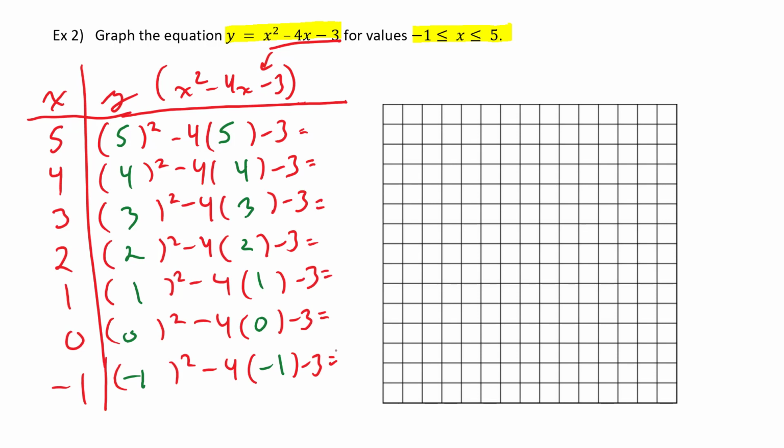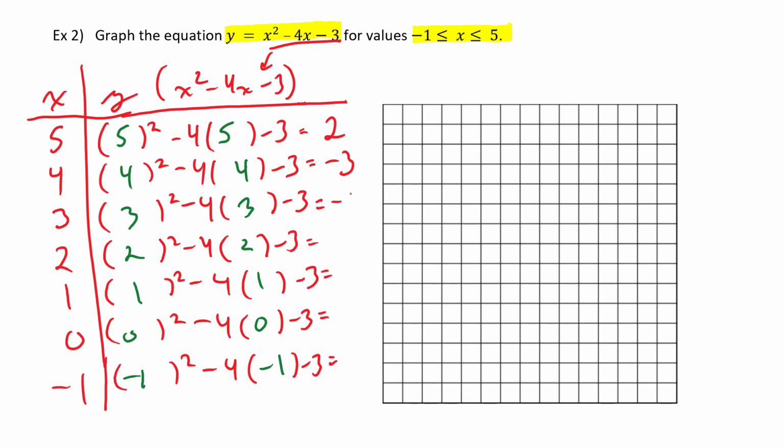5 squared is 25. Minus 4 times 5, that's 20. 25 minus 20 is 5. Minus 3 is going to be +2. 4 squared is 16. Minus 4 times 4, which is also 16. 16 minus 16 is 0. Minus 3 is -3. 3 squared is 9. Minus 4 times 3 is 12. 9 minus 12 is -3.